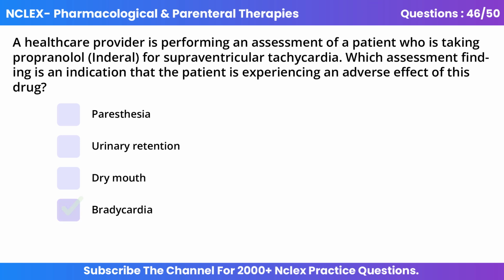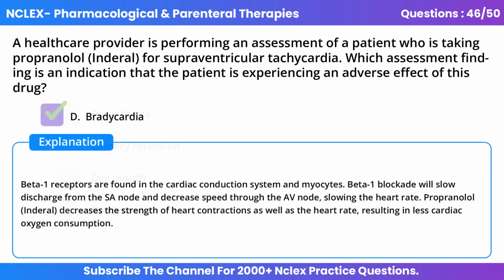D. Bradycardia. Beta-1 receptors are found in the cardiac conduction system and myocytes. Beta-1 blockade will slow discharge from the SA node and decrease speed through the AV node, slowing the heart rate. Propranolol, Inderal, decreases the strength of heart contractions as well as the heart rate, resulting in less cardiac oxygen consumption.